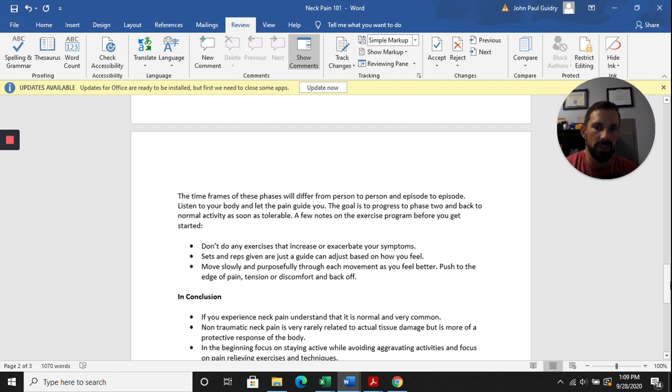Move slowly and purposely through each movement. As you feel better, push towards the edge of pain, tension, or discomfort, and then back off. And make sure you breathe. We have a tendency to hold our breath when there's pain or tension involved, so breathing can allow us to move easier throughout the exercises, throughout the movements.